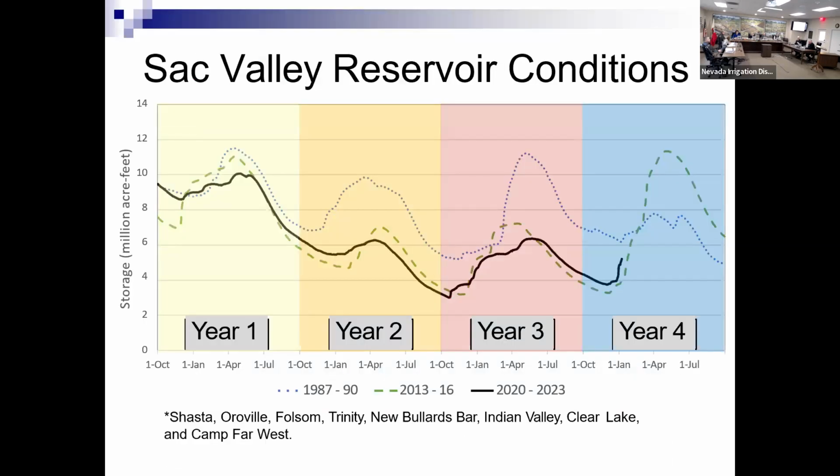So those reservoirs look really good, but the state is going to continue their drought messaging, and I think this slide shows you why. Basically, the trend lines on this slide show you the previous drought years. So the 87 through 90, the 13 through 16, and then the black line is current. And what you can see is that we're still behind in overall reservoir storage conditions, even as compared to last drought years. So we've got some distance to make up still.